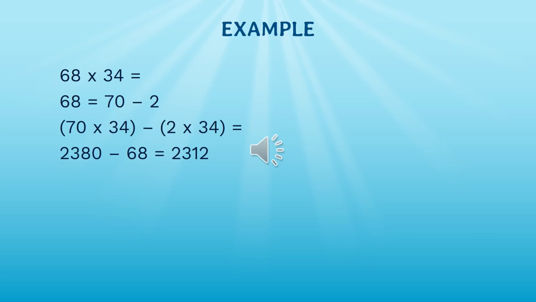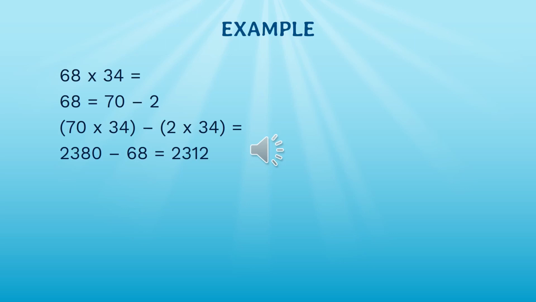And what's 70 times 34? Well, make it 7 times 34. 7 times 30 is 210. 7 times 4 is 28. That's 238, and adding 0, that gives me 2,380.